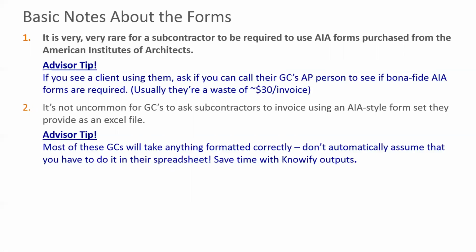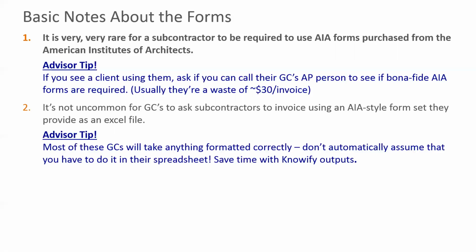Okay, so there's also this other case where a lot of GCs will actually send an Excel file that's AIA formatted to a sub and ask them to use that file to bill. And why GCs do this, sort of putting it on their own full letterhead, I'm not really sure. I think it's probably because they assume that most people don't actually have access to AIA spreadsheets or documents. In this day and age, they actually do, but in any case, that practice is very much around. And the funny thing is even those guys often will take any correctly formatted document.